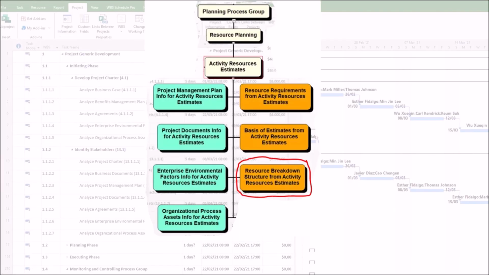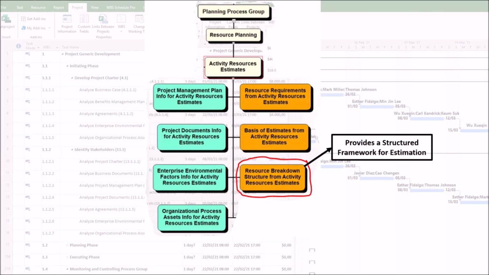The key reason for its importance is that the estimate activity resources process aims to determine the type and quantities of resources needed for each project activity. The resource breakdown structure is a primary output because it directly addresses this goal as follows.